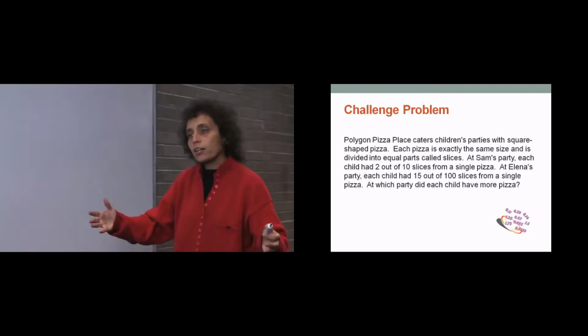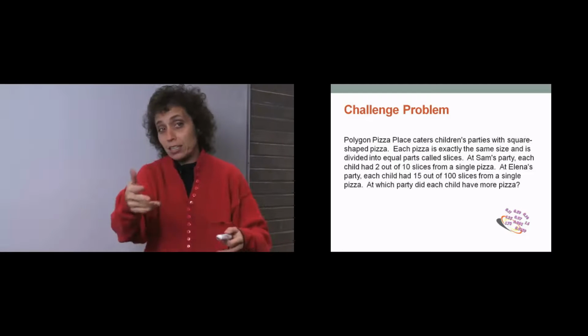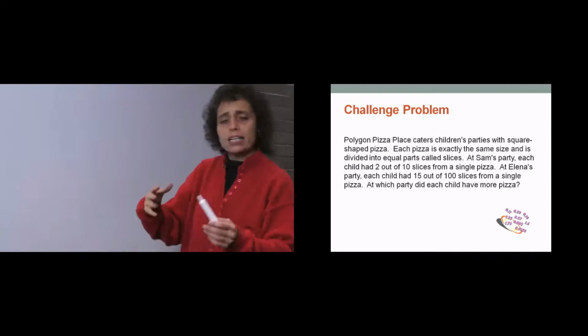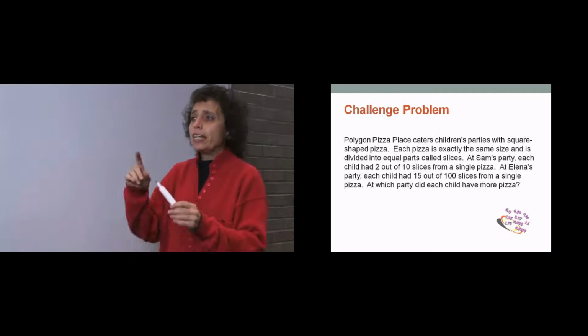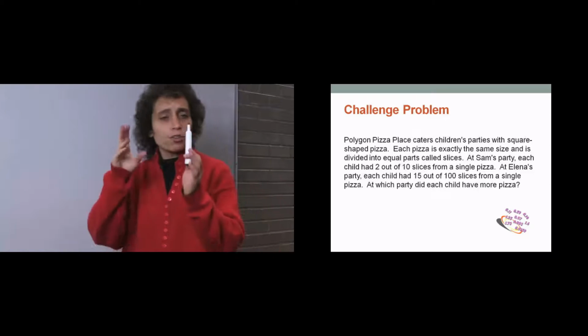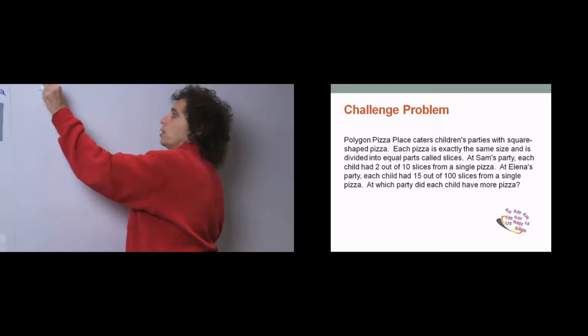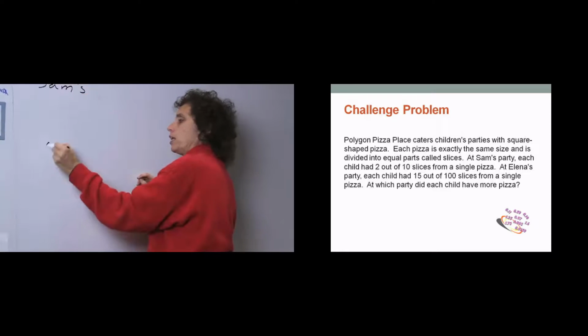All right, take a look at that question with Polygon Pizza. There was a polygon, get it? Okay, forget it. Anyway, Polygon Pizza says that each pizza is exactly the same size, and there are two parties. There's Sam's party, and there's Elena's.